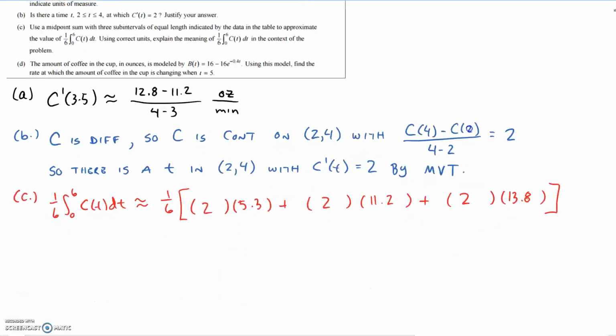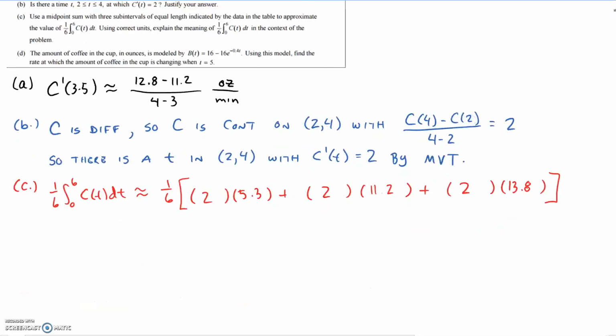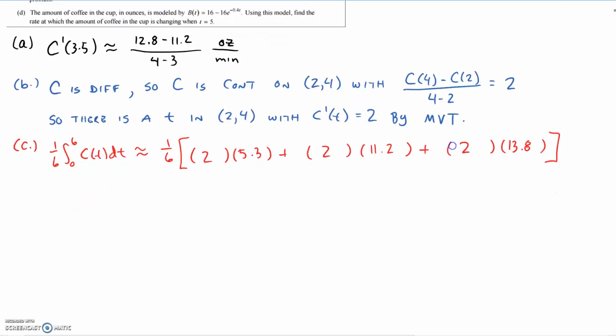And then they also asked us to explain the meaning of that integral. When I see the integral divided by the interval, then that tells me average value. So the average amount of coffee, there's our noun, in ounces, there's our units, from t equals 0 to t equals 6 minutes. There's our time.